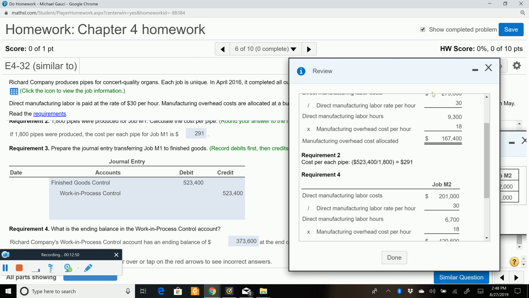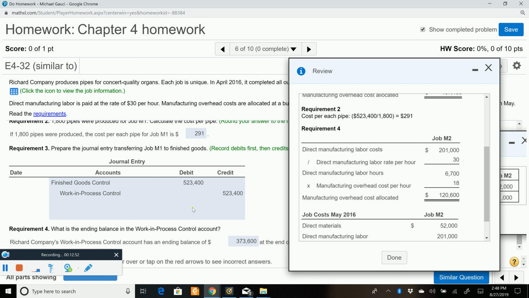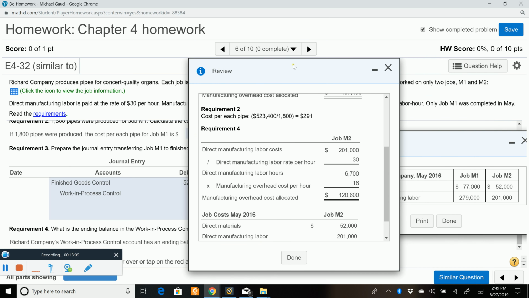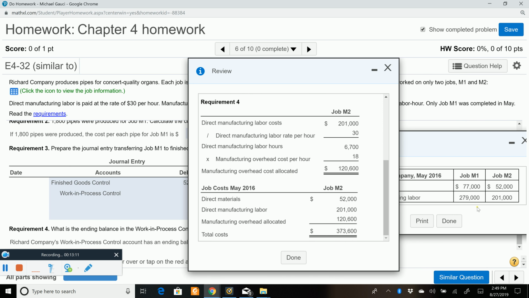And last but certainly not least, number 4, we are required to figure out what is the ending balance in the WIP account. Now remember, job M1 started and ended in the month. So M1 is done. So the only thing in the WIP account at the end of the year is going to be job M2. And once again, job M2, what was given to us?